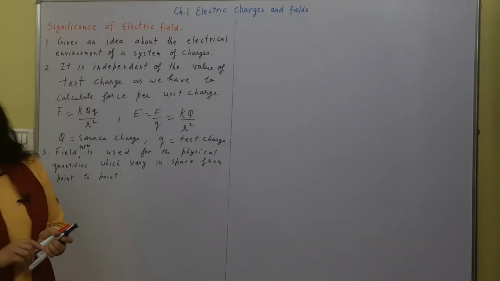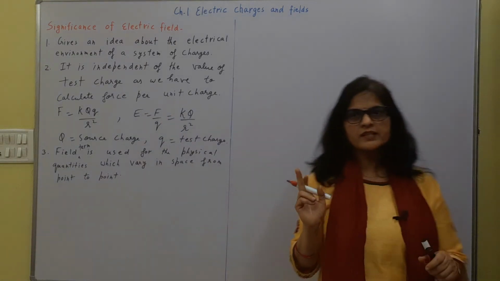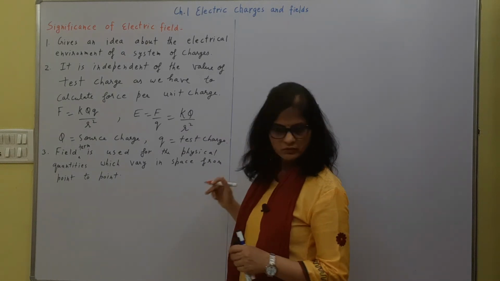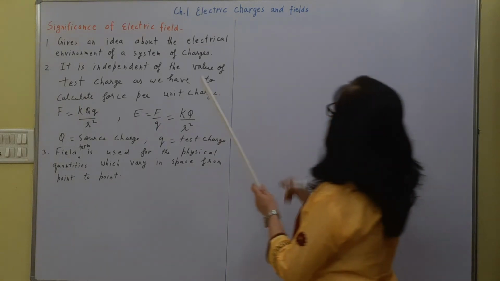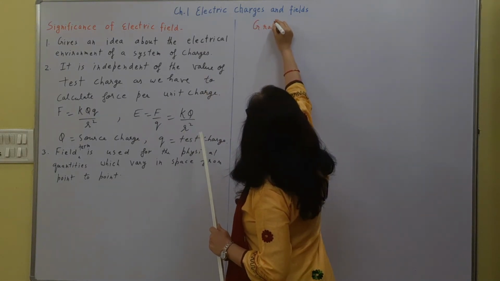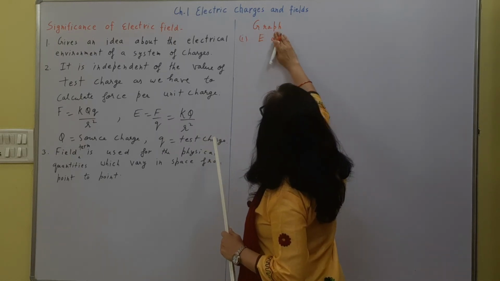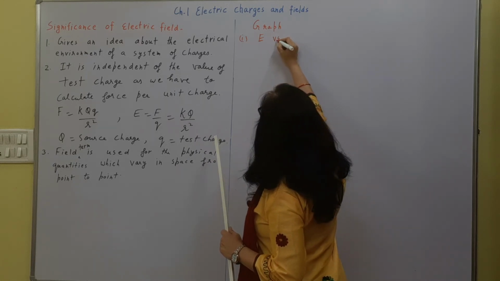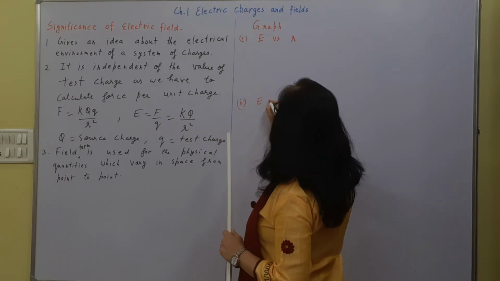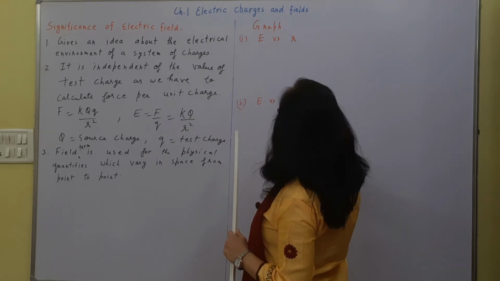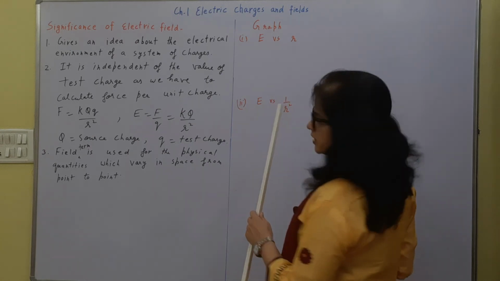Now we can discuss the graph, right? Some graphs we need to discuss here. So first of all, we'll discuss the graph for the electric field only. First we'll discuss electric field versus distance. Second graph we'll discuss electric field versus 1 by r square, right?